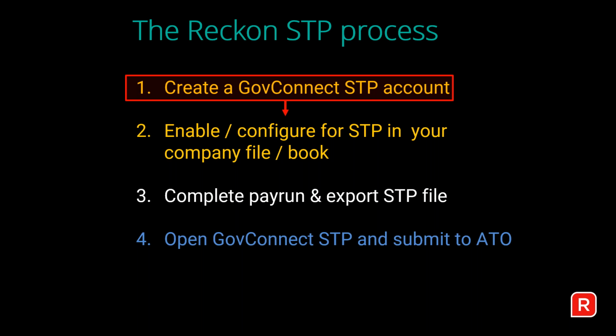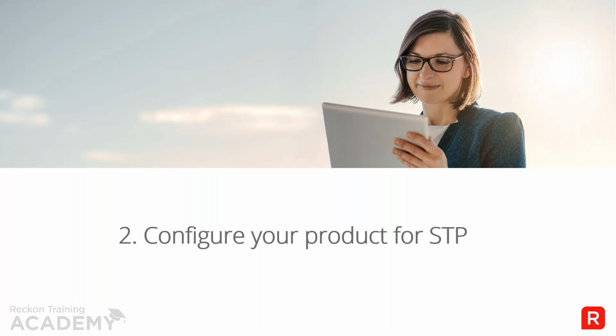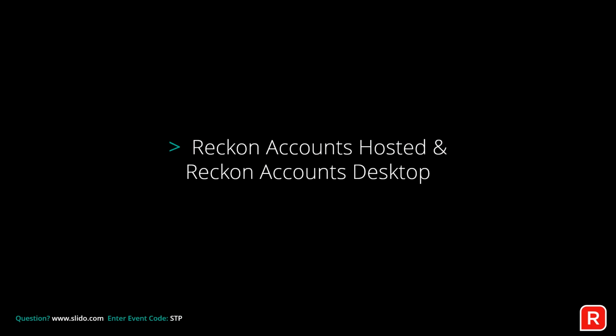Okay, so now that we've gone through the first step, which is creating a GovConnect STP account, the next step is going through enabling and configuring for STP in your company file or your Reckon One book. So let's go through Reckon Accounts Hosted and Reckon Accounts Desktop.